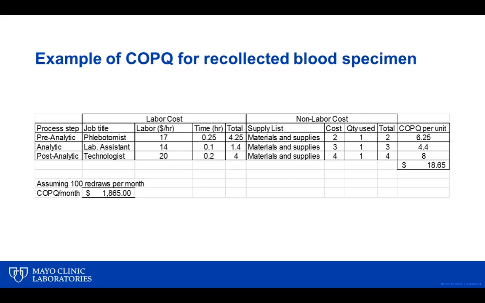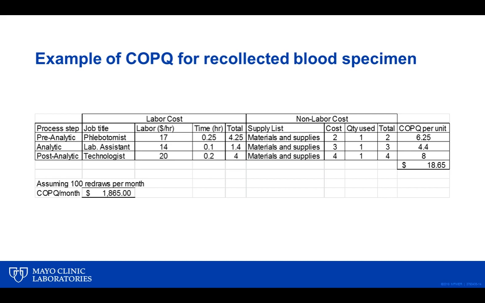And if they use any supplies, let's say they use supplies and materials that cost $3 times 1 occurrence is $3. So for the lab or the analytics side, it cost us $4.40 to do that. Then if we look at the post-analytic, now we have a technologist involved, higher rate. It took them 0.2 hours to do that. So if you multiply the rate, it's $4. Then you add the non-labor cost of $4 unit of 1 times 4, so it costs us $8 for the post-analytic side.